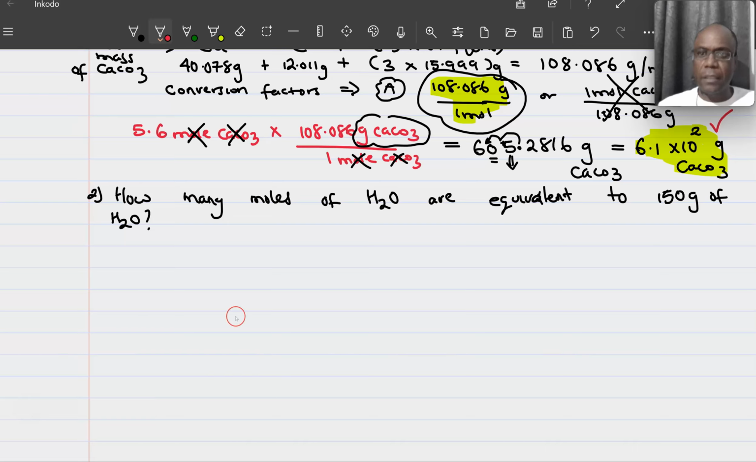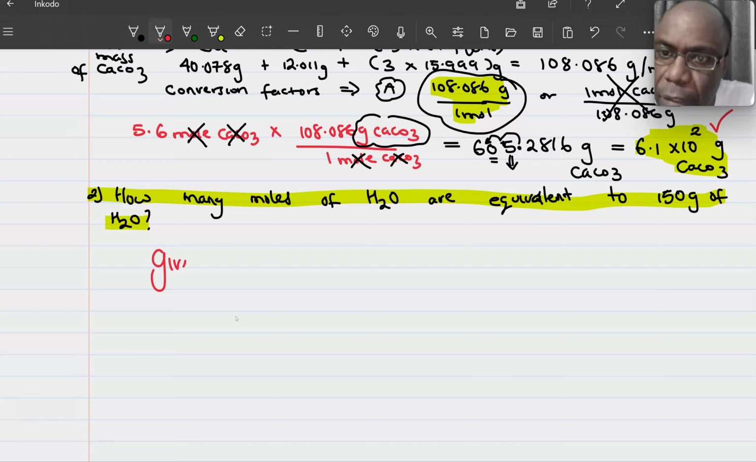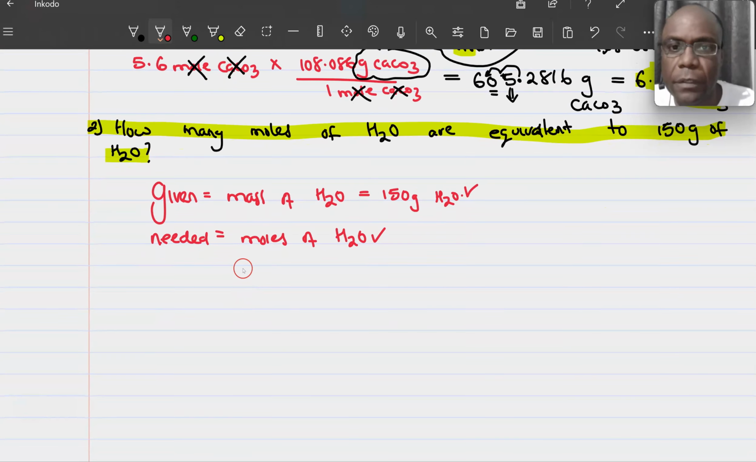Let us look at the next example, which reads question 2. How many moles of water are equivalent to 150 grams of water? Good question. So always I go with the given. What am I given? I'm given mass of water, and the mass of water happens to be 150 grams of water. Okay, what do I need? Needed is gonna be moles of water, grams of water, moles of water.